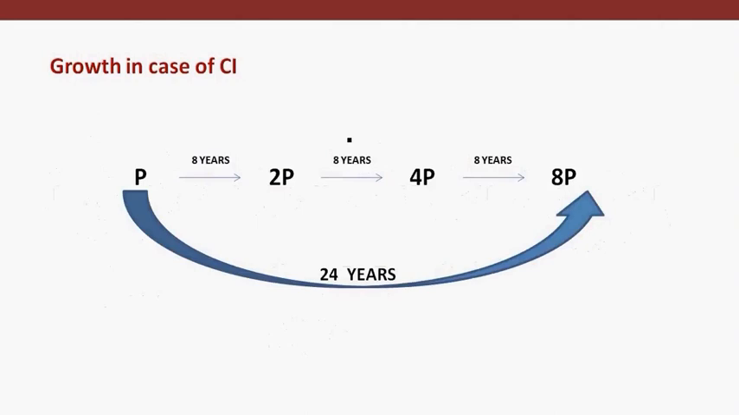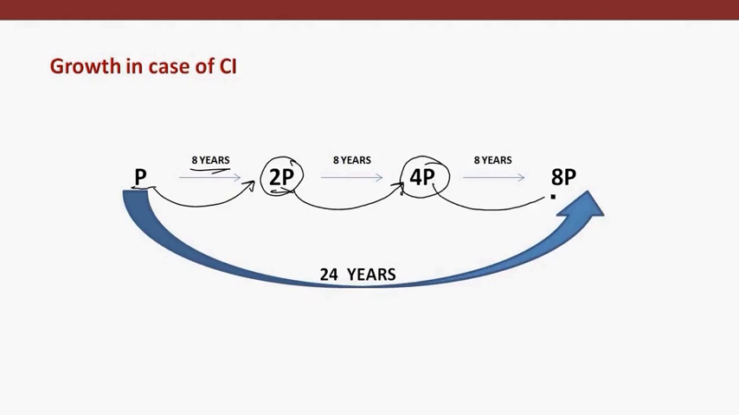If I take the same case in case of CI, let's look at it. It's only taking me 24 years, whereas it was 56 years in case of SI. In case of CI, P becomes double of it in the 8 years. So that means the money becomes double in 8 years. For the next 8 years, this will be treated as the principal and the money will become double. For next 8 years, this will be treated as principal and the money will become double. As simple as that.